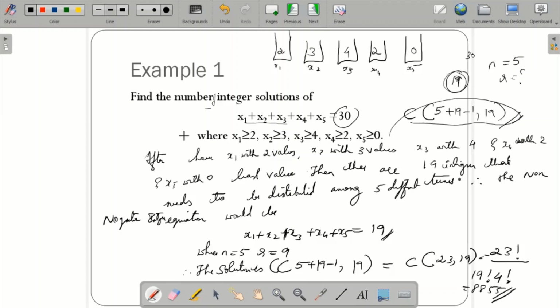I hope you understood. See here, they have told a problem similar to what we solved in the previous session, the last problem, where x1 is greater than or equal to 1 we had.